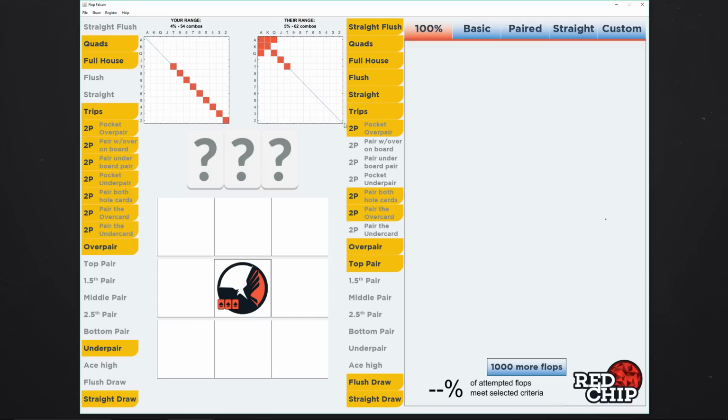Next, I want to select my opponent's hits. So thinking about the kind of hands that they are going to continue with if they hit the flop, what are they not going to be folding with? Well, I think a lot of the time, this is probably pretty fair.